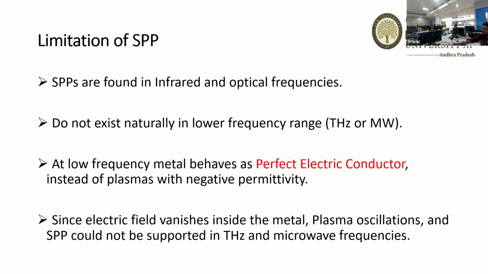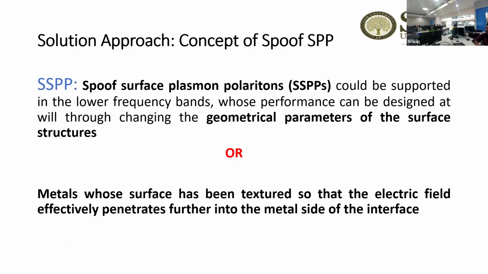And the limitation is that SPPs are not found in the lower frequency range. That is the major limitation here. They are found only in the infrared, optical and slightly higher frequencies. They do not occur at the microwave frequency range, because in the microwave range, metal behaves as a perfect electric conductor. So that is the major drawback here. And the alternate approach is designing spoof surface plasmon polaritons. Spoof means copying. We are just mimicking, copying the characteristics of the original surface plasmon polaritons into the lower frequency range.